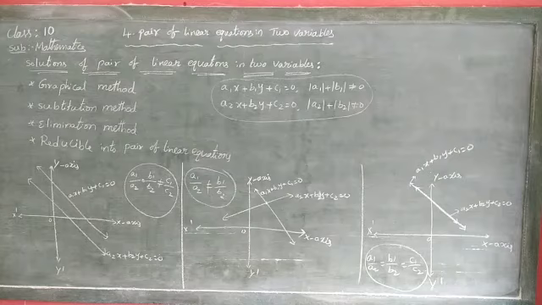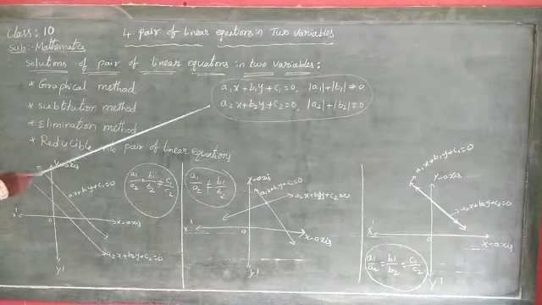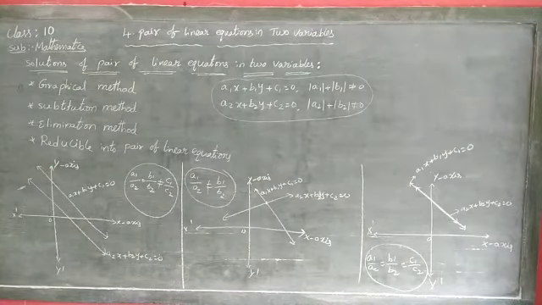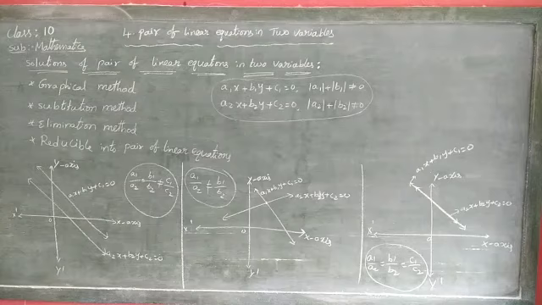There are four methods. Generally, we have three methods. What are the three methods? The first one is the graphical method. We know that a linear equation in two variables always represents a straight line, and this is also one more straight line. The two straight lines may be parallel, intersecting or coincident. We have discussed these three situations, and by them we can find the solution.